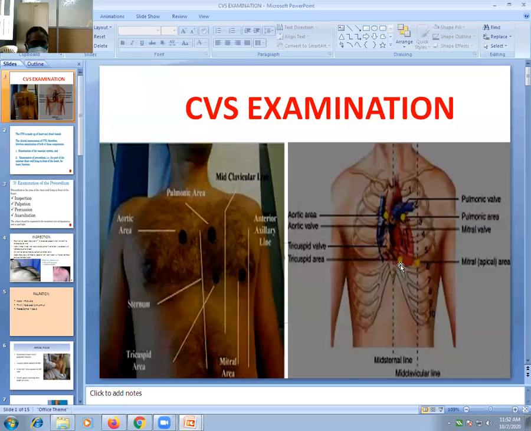See, this is tricuspid area, this is mitral area, means this is the position of your tricuspid valve, mitral valve, pulmonary valve, and this is the position of aortic valve. So while auscultating the heart, you have to auscultate all these four areas: mitral area, pulmonary area, aortic area, and tricuspid area. So in the fifth intercostal space on left side, this is lower end of sternum, second intercostal space on left side, second intercostal space on right side.